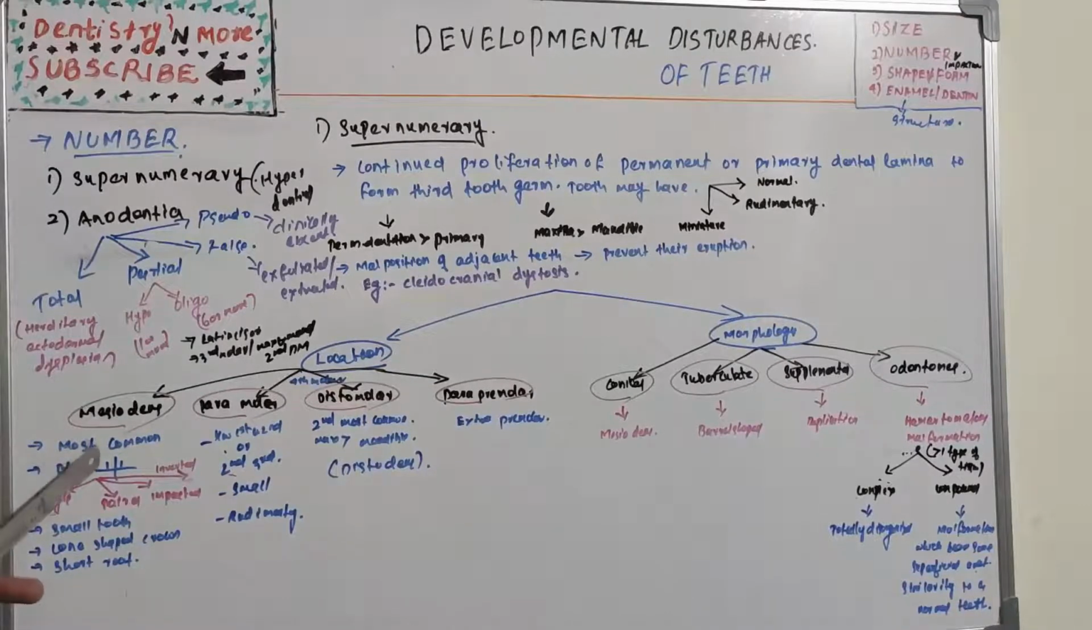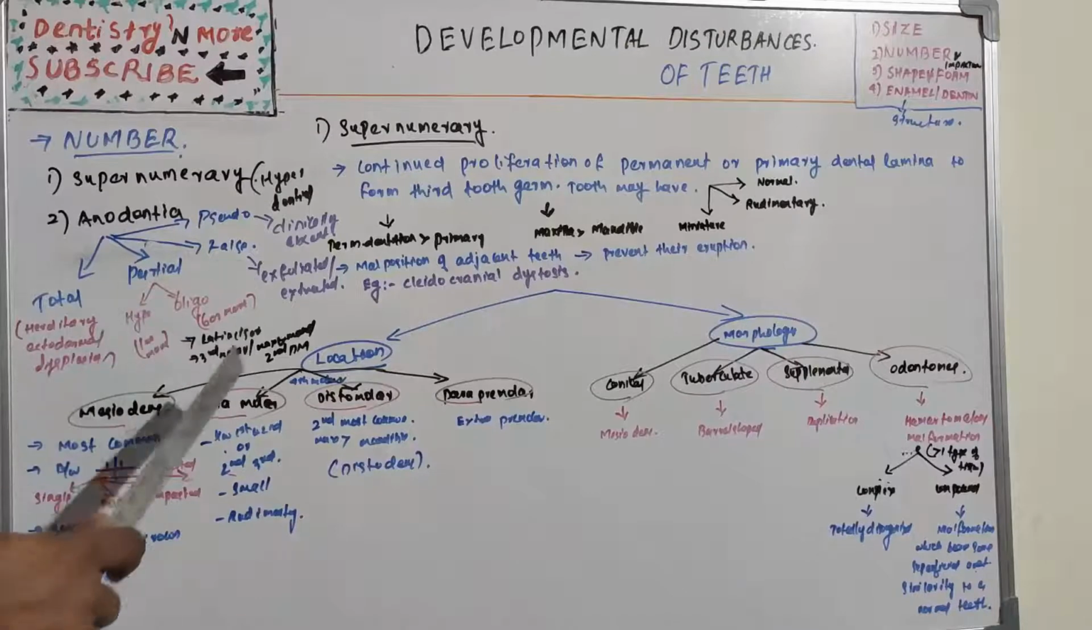It is seen between the two central incisors, that is the permanent central incisors. This could be a single tooth, a paired tooth, an impacted tooth, or an inverted tooth. So it can be in four versions: single, paired, impacted and inverted. It is basically a smaller version with a cone-shaped crown and very short root. So that is mesiodens between the central incisors. It is very common.